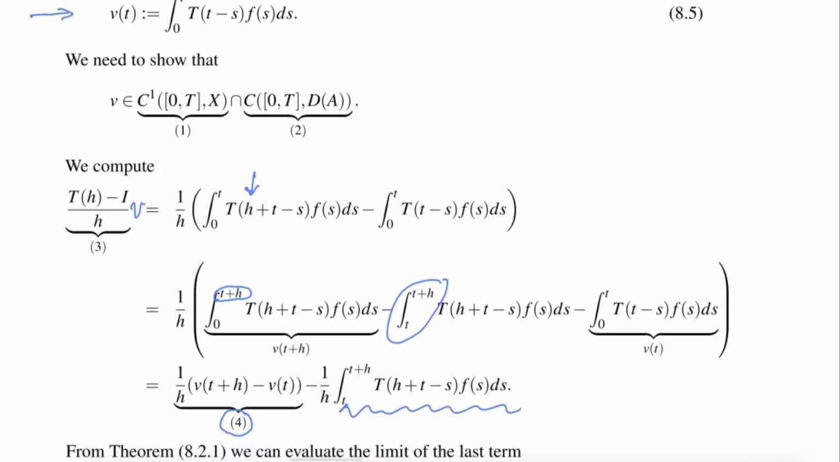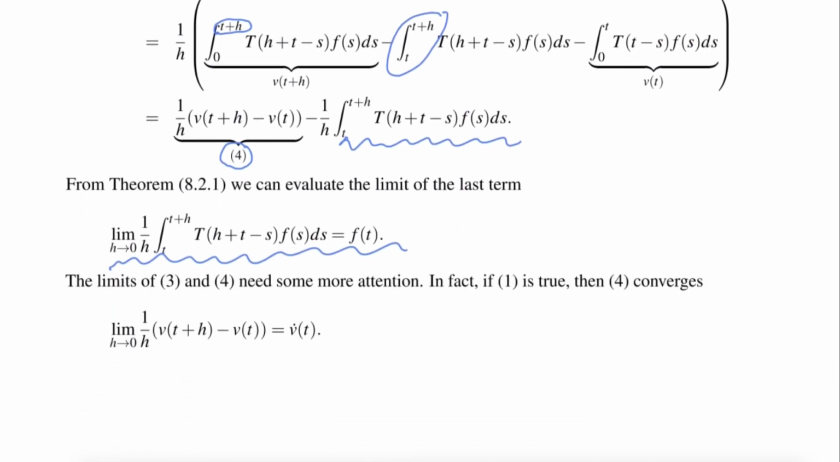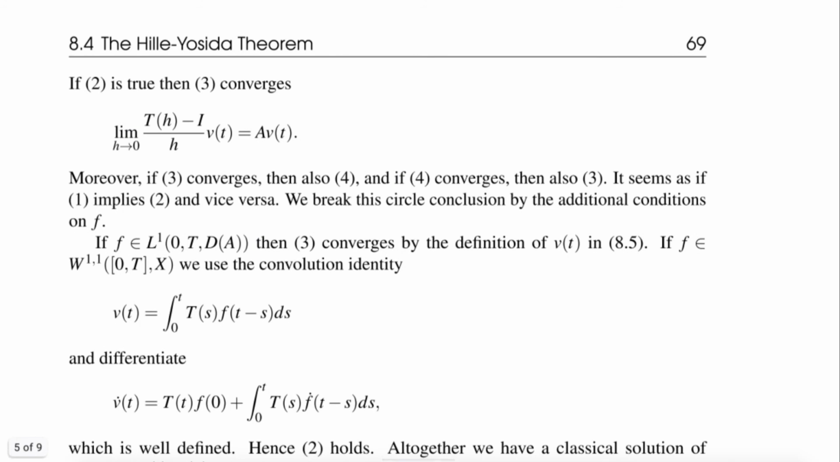Let's look back at the conditions 1 and 2 up here. So let's assume v is in 1. So v is continuously differentiable with values in X. Then 4 converges. And then 3 converges. Cool. On the other hand, if v is in 2, so it is continuous with values in D(A), then 3 converges, which then also implies 4 converges. So it looks like a circle argument here. And we need to kind of try to leave this circle argument. And this is what the additional conditions for f are for.